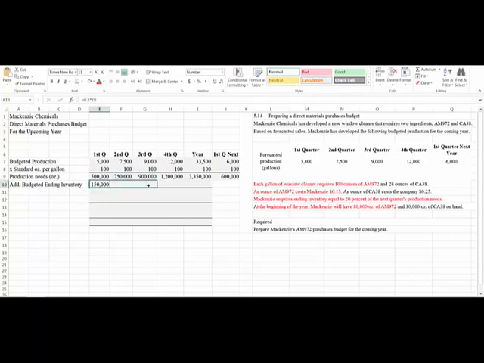And we can carry that across until we get to the fourth quarter. All right. And in the fourth quarter, we want to say this is going to be equal to 0.2 of the following year's first quarter production needs. Oh, I did that wrong. So equals 0.2 times the 600,000. All right. Now, our ending inventory for the year is equal to the ending inventory at the end of the fourth quarter. All right. Okay, so we're up to our budgeted ending inventory, and this is going to give us our total direct materials required.